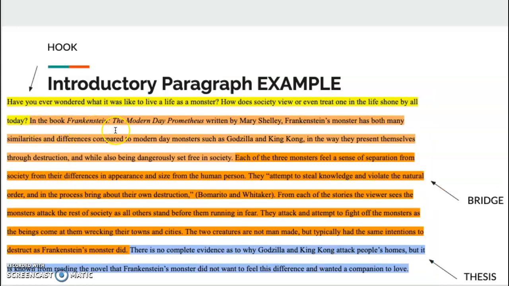So she says, in the book Frankenstein, the Modern Day Prometheus, written by Mary Shelley, Frankenstein's monster has both similarities and differences compared to modern day monsters, such as Godzilla and King Kong. So you already know what she's going to argue, you know the book, you know who wrote the book, and you know who she's going to compare.